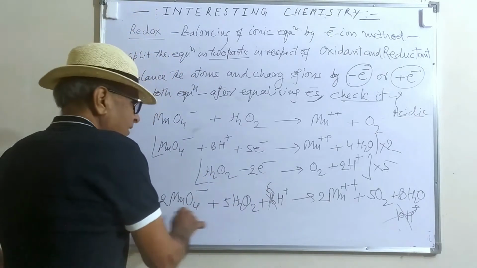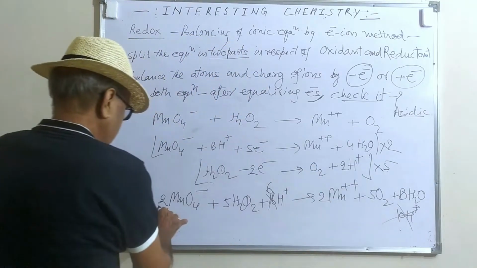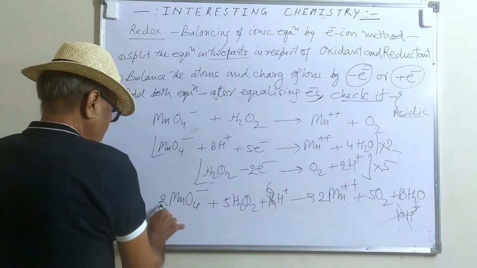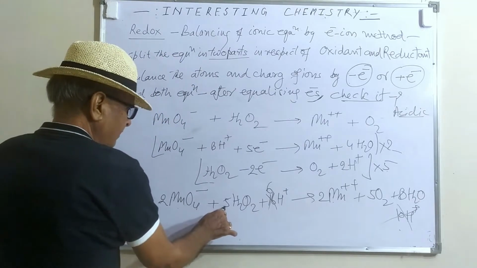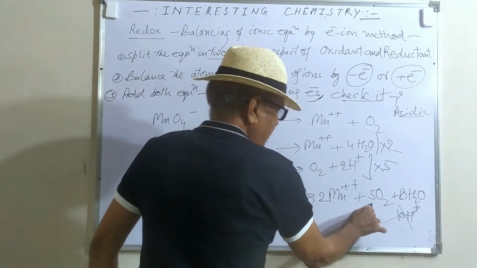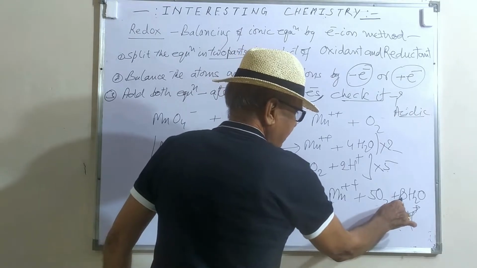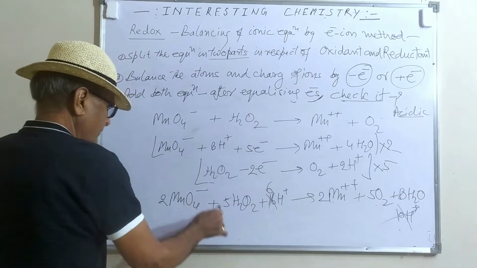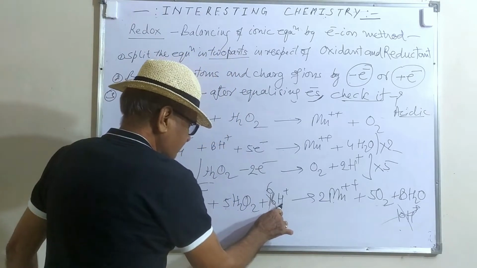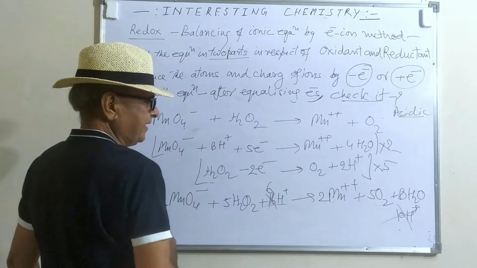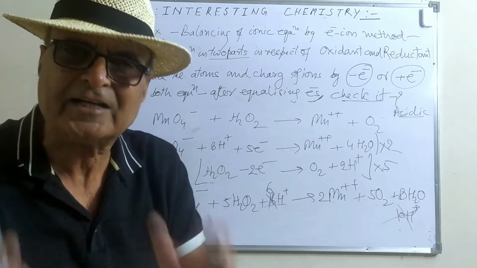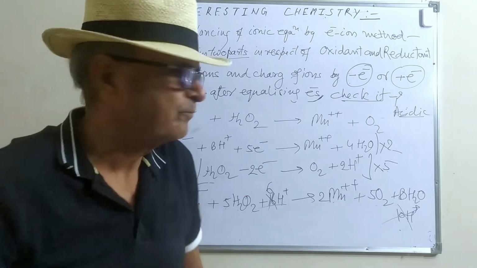So again, please check it. Here 2Mn. 2 into 4, 8, 10, 18 oxygen. 5 into 2, 10 and 8, 18 oxygen. 5 into 2, 10 hydrogen plus 6 hydrogen, 16 hydrogen are here. And here 8 into 2, 16. So we have balanced the atoms of the reactants and the products.